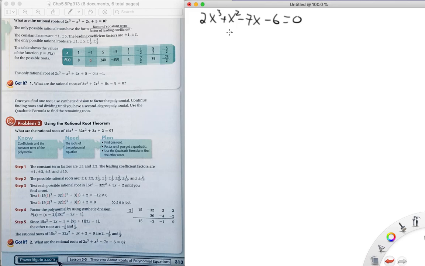What you can do is first we're going to get those factors of the leading coefficient and those factors of the constant. So for the constant, it's plus or minus 1, plus or minus 2, plus or minus 3, plus or minus 6. With the leading coefficient, it's plus or minus 1, plus or minus 2. And then you can get all those iterations thereof.